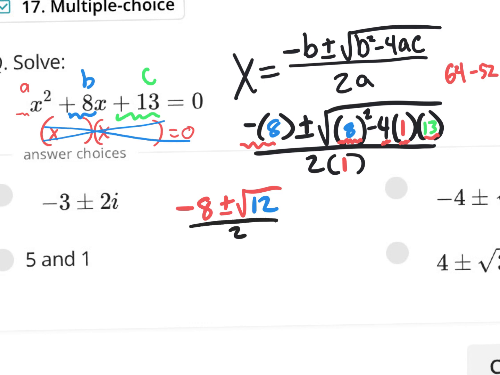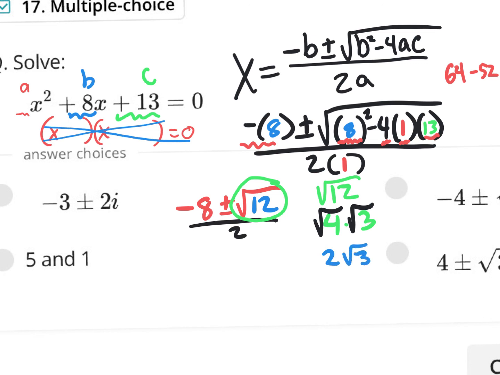So now at this point, we need to take the square root of 12 and simplify it. The square root of 12 is not a perfect square number, so you want to rewrite it with multiplication to get a perfect square number. 4 times 3 is the good combination. Split the root, you will end up with 2 square root of 3.